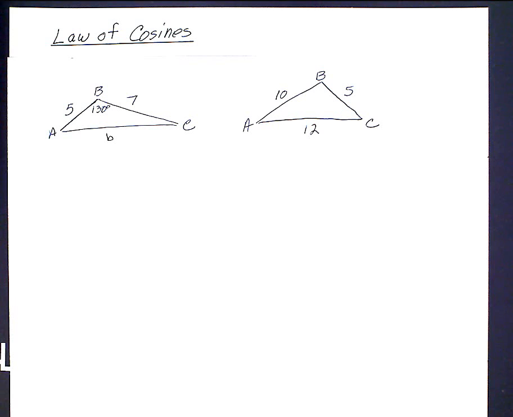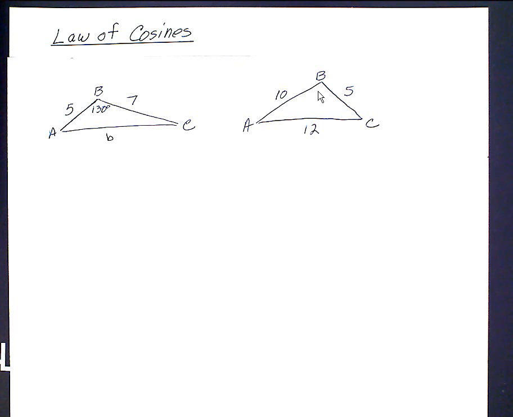Law of cosines allows us to solve things that law of sines does not. So when you're looking at these two situations, look at the first one right here. Is there any way you can use law of sines to solve this? You've got two sides, which means you should have an angle across from each side. Do we have angle A across from 7? No. Do we have angle C across from 5? No. We only have angle B, which is across from a side we don't have. So there's no way to use law of sines in this problem to solve it.